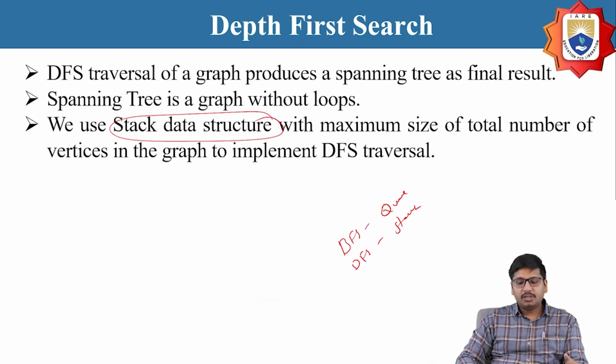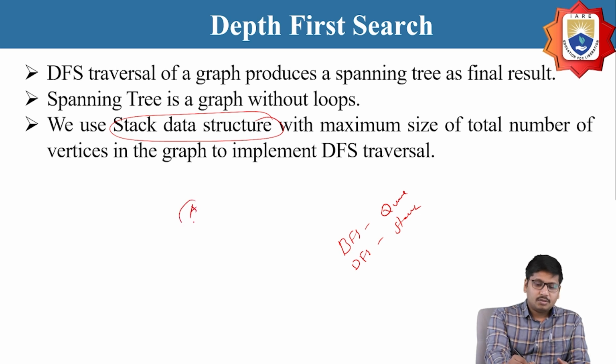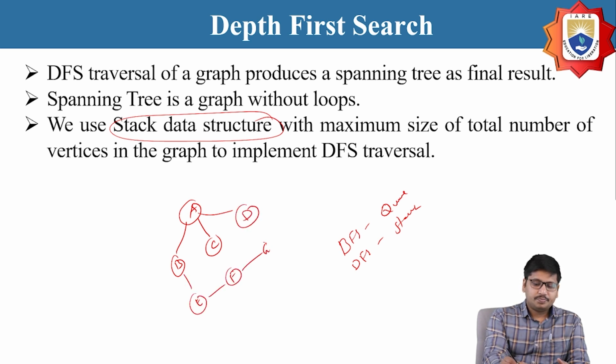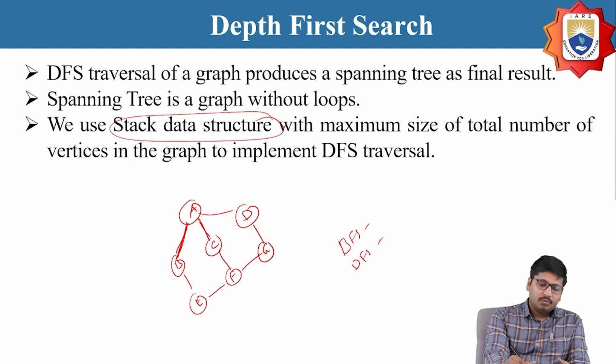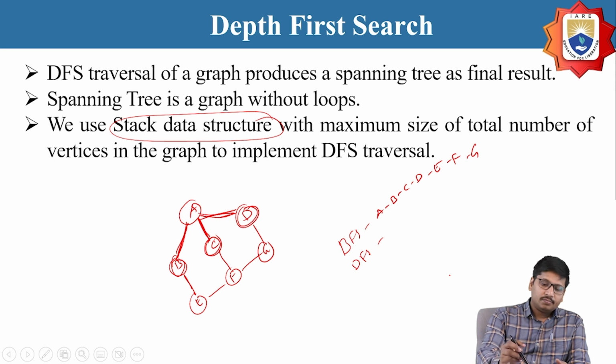When it comes to depth first search, if I consider the graph like this, what should be the BFS? What are the adjacent nodes? A, B, C, D. And if I consider B, what is the adjacent vertex? E. And for C, it should be F. And for D, it should be G. So this should be the BFS order.